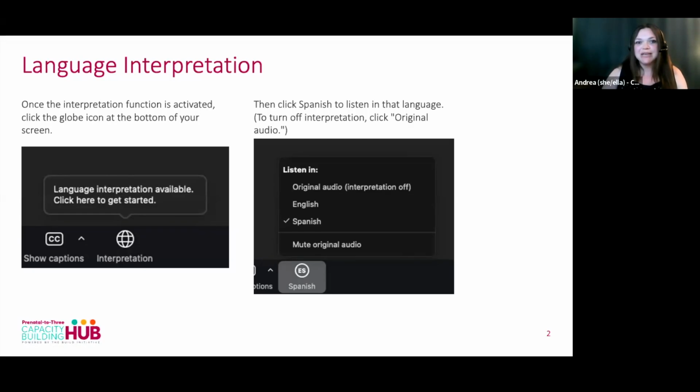If you are not fully bilingual in English and in Spanish, please select your preferred language so that you can fully participate in this meeting. For our presenters, please remember that Spanish is 20 to 25% longer than English, so try to speak at a conversational pace so that I'm able to interpret everything accurately.